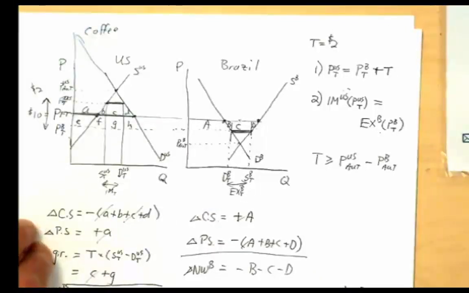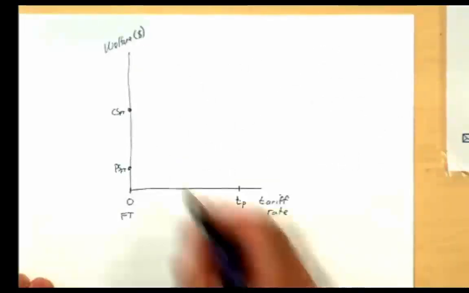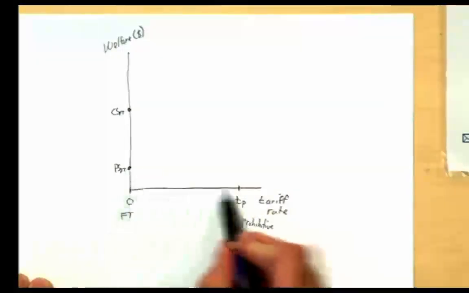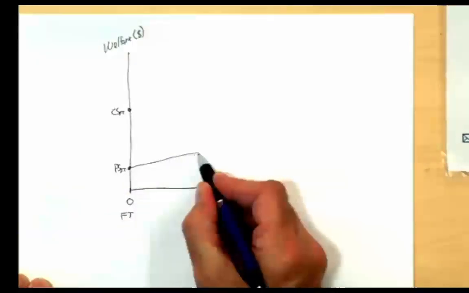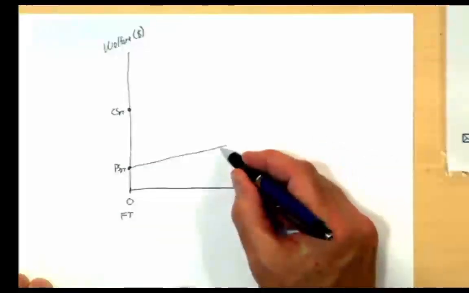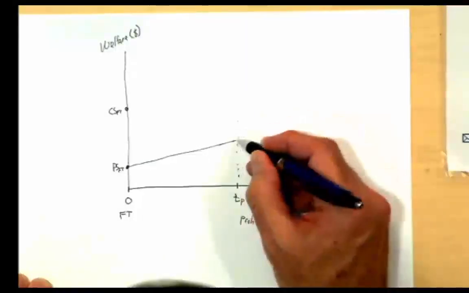Consumer surplus goes down faster than producer surplus goes up. Now, that means the following. Producer surplus starts at this level, and as I increase the tariff, it's going to rise. I'm going to draw an upward sloping line that keeps rising until I get to the prohibitive tariff right here.